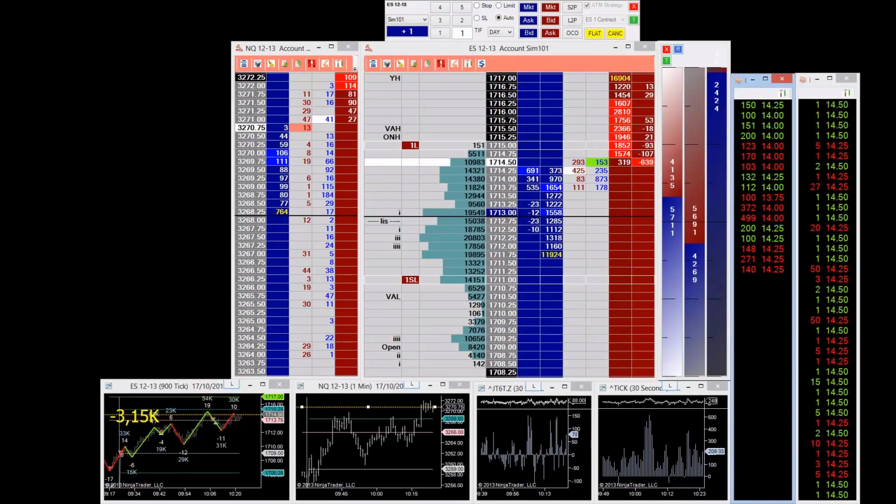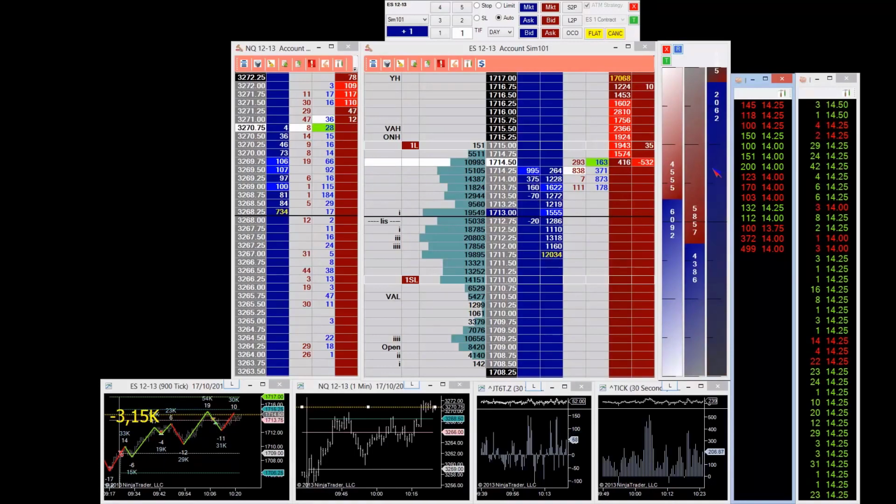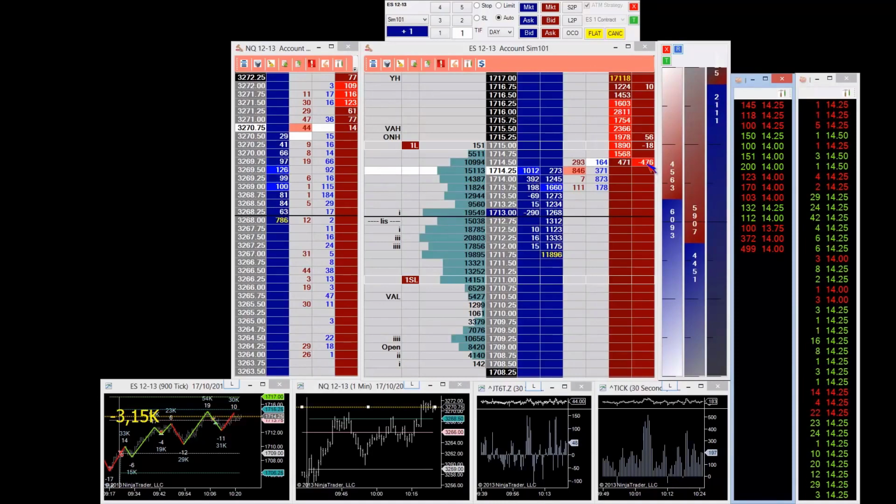The relationship between the strength meters: the one on the left is just showing trades. The one in the middle is showing the depth. The one on the right is actually showing, you see the negative numbers here? That means that's showing you how many contracts have been pulled or added to that level, which is effectively what the strength meter on the right hand side shows you.